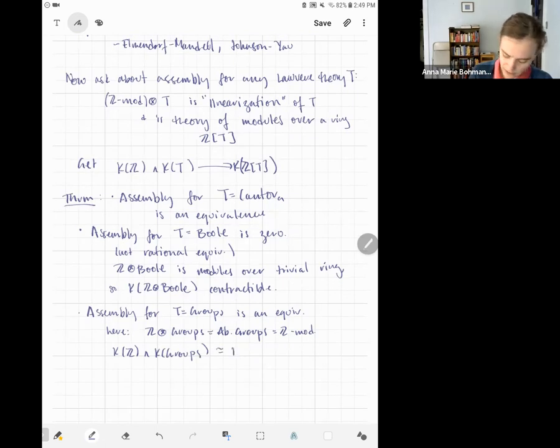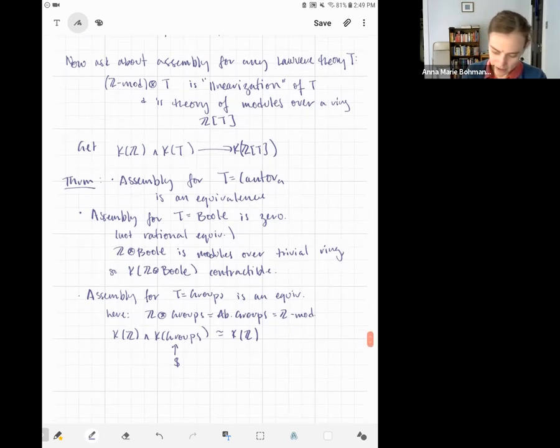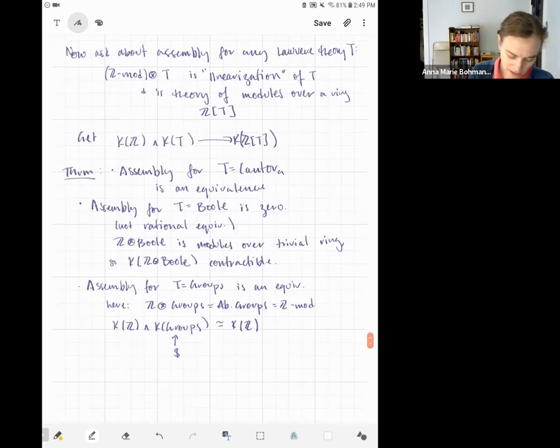Saying this is an equivalence is saying that this is the same as the K theory of Z, which is Z modules, right? And here, Galatius's work tells us that this is the sphere spectrum, which is the unit for the smash product. So you calculate the two sides separately and you can see that they're the same. And then with a little more work, you trace through and you see that the map is the identity. I guess that in particular proves for us that this map is not generally zero, which is not so bad. So assembly for groups here is an equivalence.